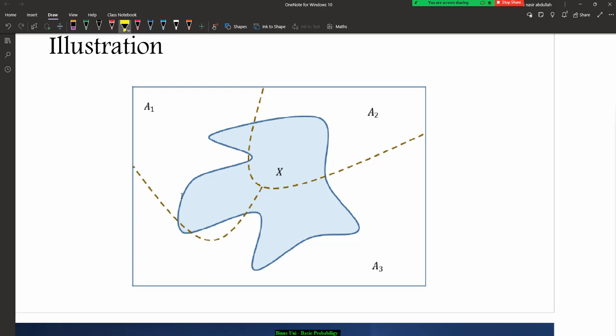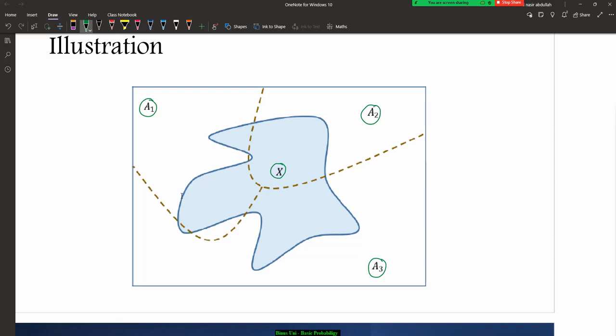Let's imagine we have three districts, district A1, district A2, and district A3, to understand that theorem. In this area, we have a big lake. This is a very big lake. Let's name the lake X. If you can see, district A1 has lake X, district A2 also has lake X, and district A3 also has lake X.